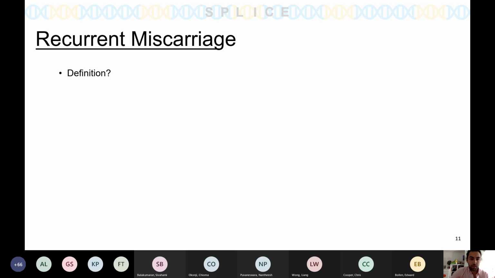All right, so we'll move on to recurrent miscarriage. Does anyone know the definition of this? Oh wait, I can't see the chat. Yeah, greater than 3, basically. So 3 or more consecutive spontaneous abortions. Do you know any causes of this?